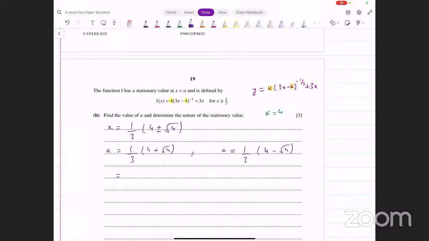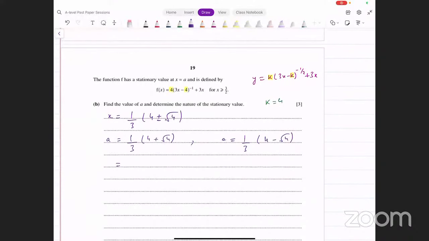What do we get from both of them? 4 plus 2, that's 6. 6/3, यहाँ पे से 2 आ जाएगा. Second value से क्या आएगा? 4 minus 2, that is 2. That's going to be 2/3.